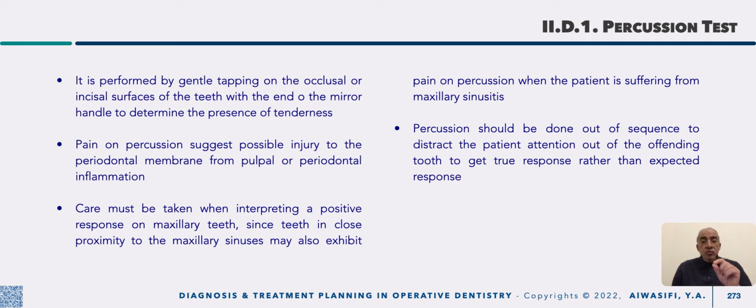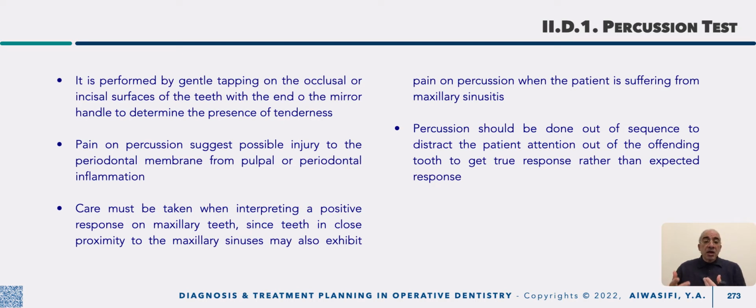Percussion also should be done out of sequence, because if you are starting from the central, then lateral, then canine, then first and second premolar, when you are approaching the offending tooth, the patient will be ready to feel pain. That's why it should be out of order, out of sequence.